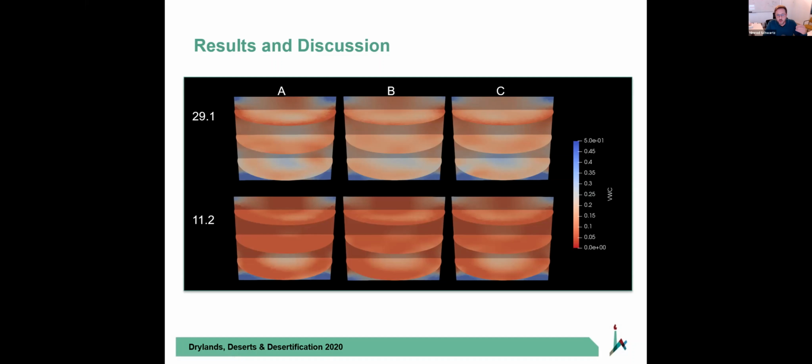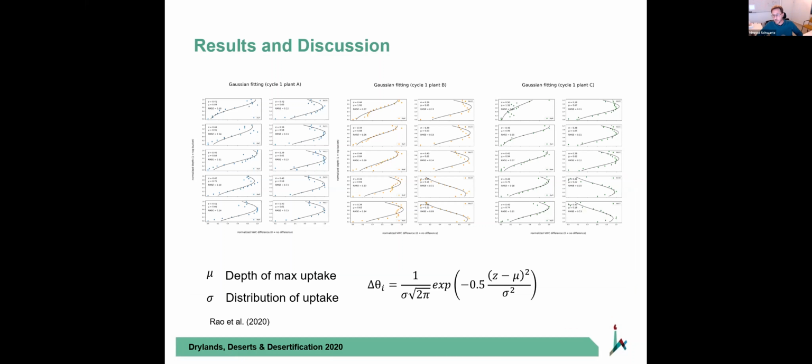But trying to be a little bit more quantitative, what we did is to calculate the median resistivity and translate it into water content. So we have profiles of water content, and following Rao et al.'s recent publication, we fit the data with a Gaussian function, allowing us to come up with two parameters. One of them is mu. This is the maximum depth of uptake, so this peak here in the function. And the second one is the distribution of uptake, which is the width of the Gaussian.